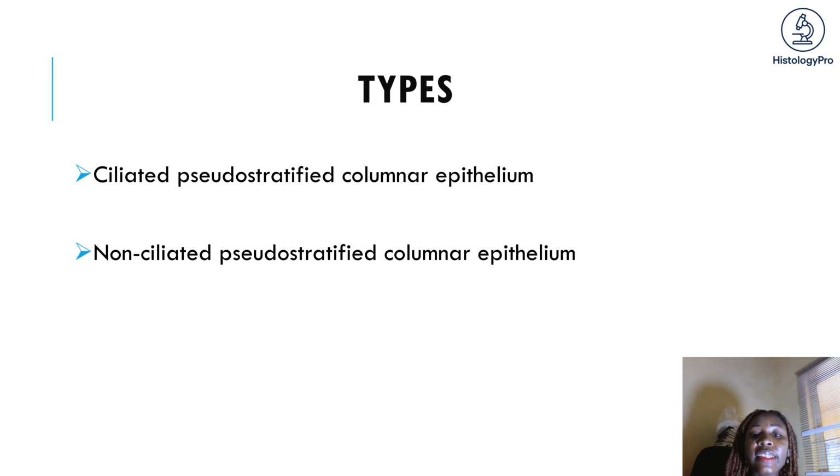And the non-ciliated type, which is commonly seen in part of the male reproductive system, such as the epididymis, has the presence of stereocilia. So we look at the function of the cilia and the stereocilia.